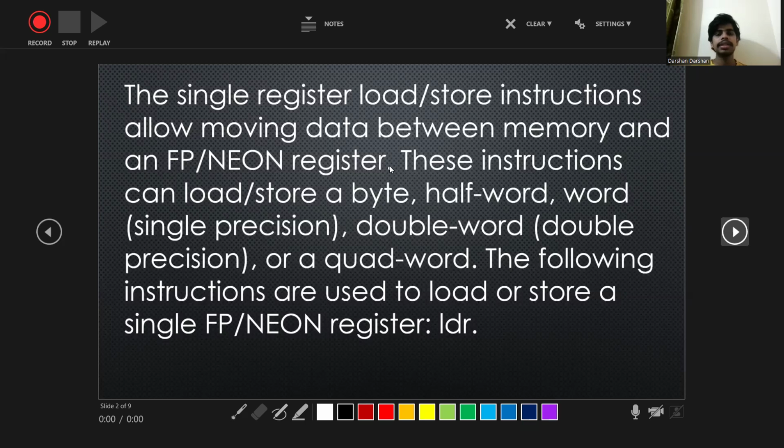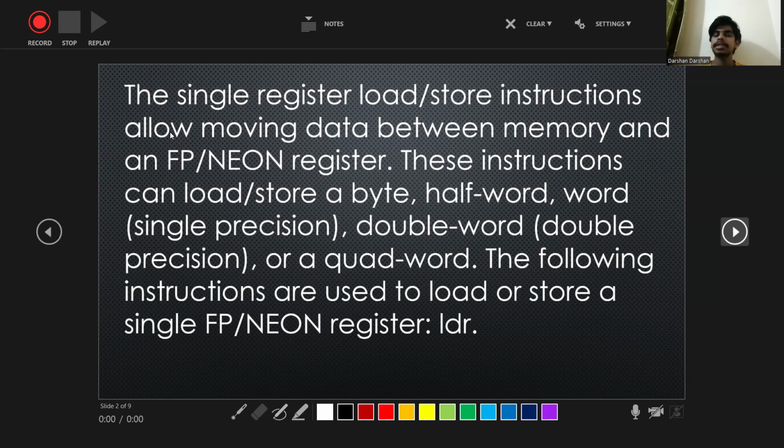So the single register load or store instruction allows moving data between memory and the FP or NEON register. These instructions can load or store a byte, half word, word (single precision), double word (double precision), or a quad word. The following instructions are used to load or store a single FP or NEON register.